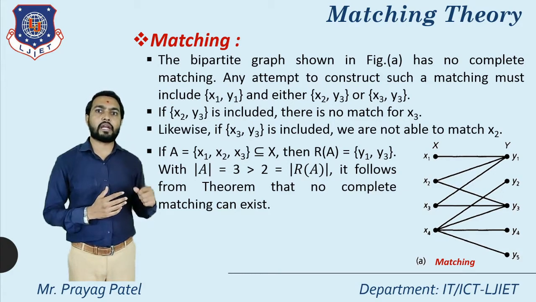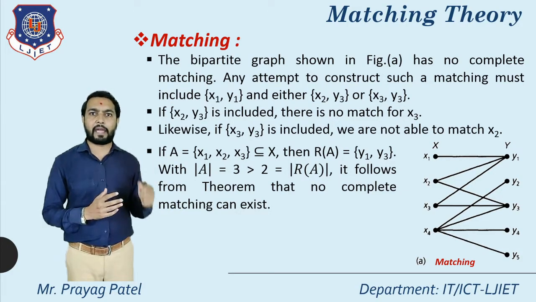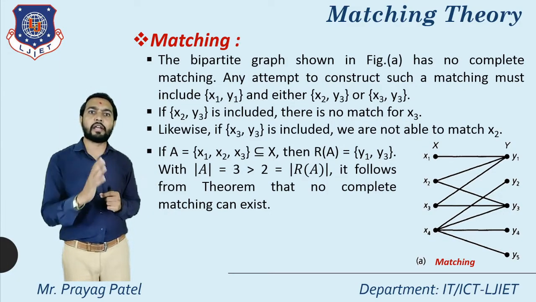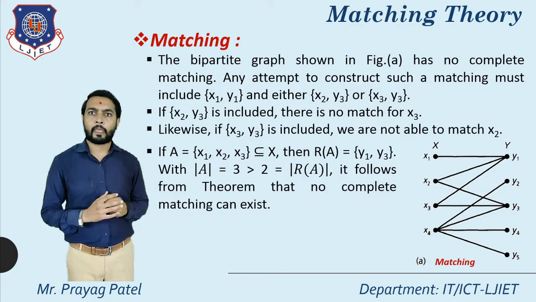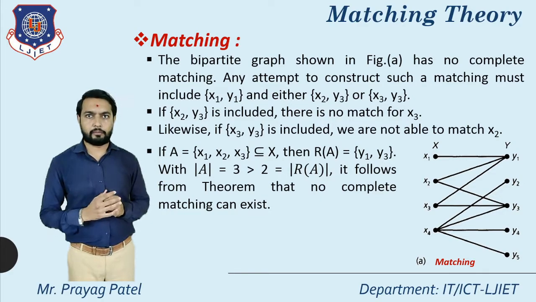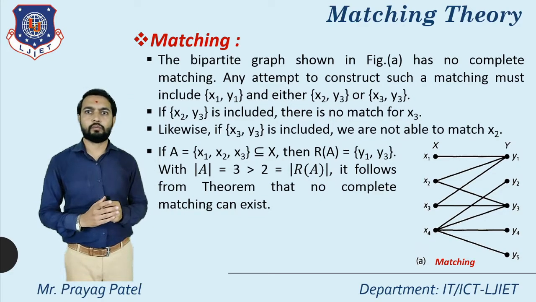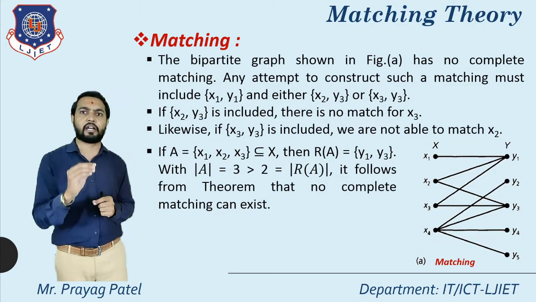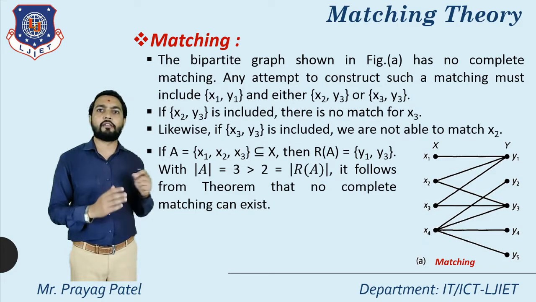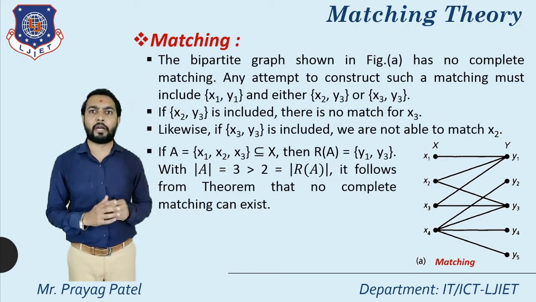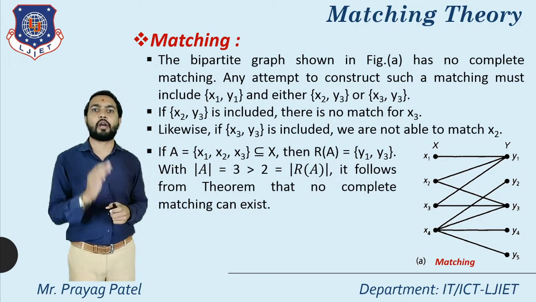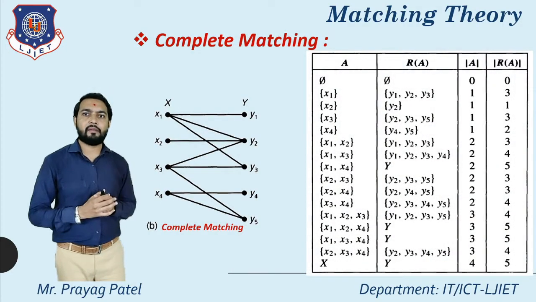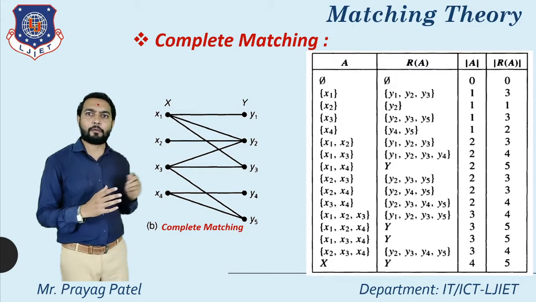Here A equals {x1, x2, x3}, a subset of X, and RA equals {y1, y3}, because x1, x2, x3 are connected only with y1 and y3. So |A| equals 3 and |RA| equals 2. So 3 is greater than 2, the condition is not satisfied, so it does not satisfy the theorem of complete matching. So we can say that this is only a matching, not a complete matching. Now for figure B, a complete matching is available.